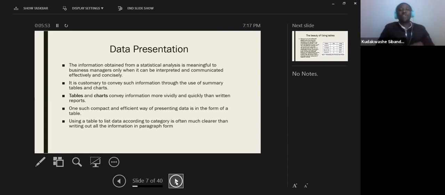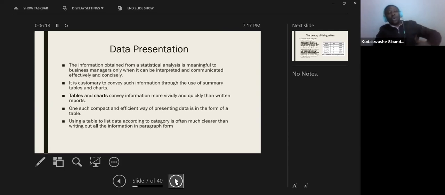So if your information cannot be interpreted correctly and communicated effectively, then the people to whom you are trying to convey the message will not understand, right? So that's the main reason why in statistics, we have to pay particular attention to data presentation. It is customary to convey such information through the use of summary tables and charts.